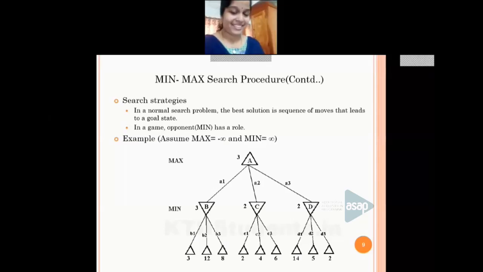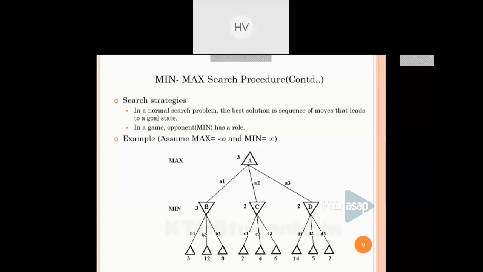Next, you have to compare the maximum of 2 and minus infinity. There you will get the resulting value 2. Then you have to compare the D value, 2 and minus infinity. Here also it results in 2.